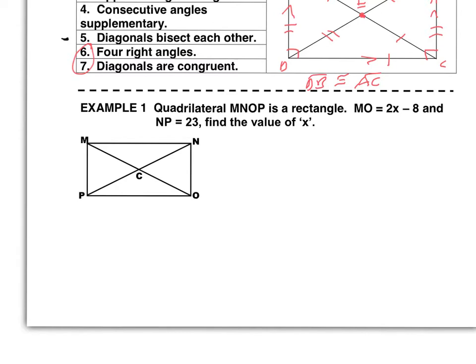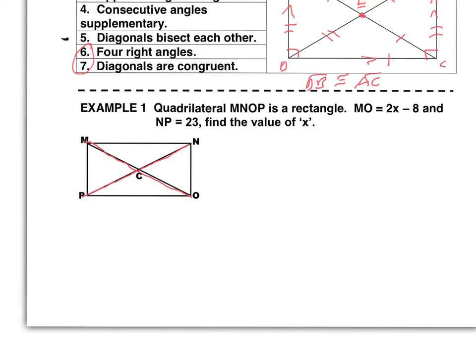So let's look at example 1. They say quadrilateral MNOP is a rectangle. That means that all 7 things from the box above here are true. So then they go on and say, MO, that is this diagonal right here, MO goes from here to here. They say that that's 2x minus 8. And they say that NP, that's the other diagonal, is 23.